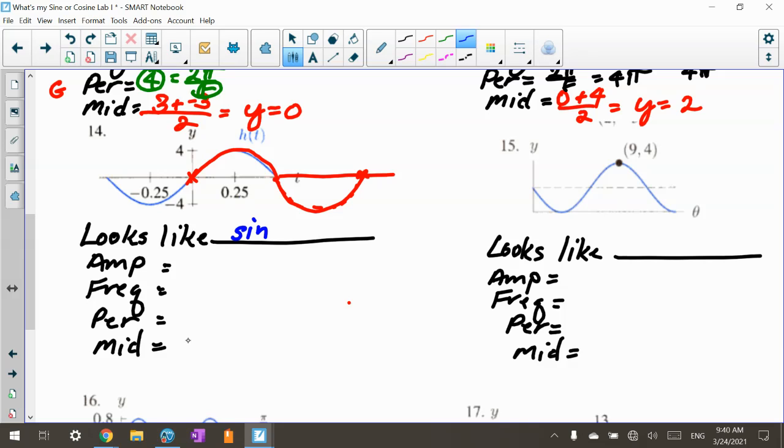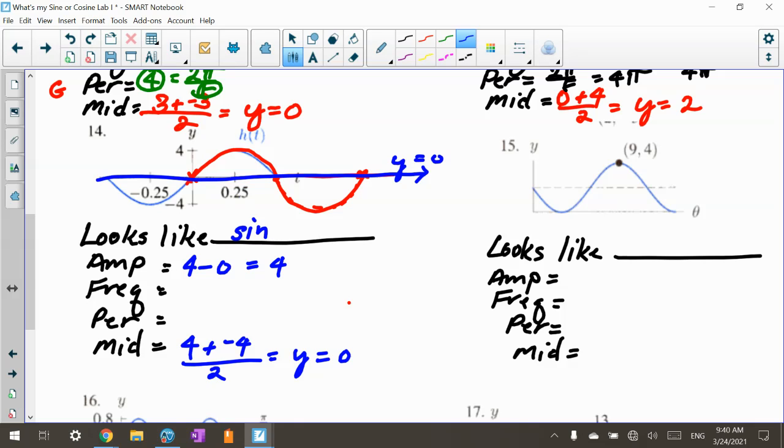My midline is high plus my low divided by 2. 0 divided by 2 is y equals 0, which is what this looks like. Y equals 0 is my midline. So I always put it there to make sure it looks right. My amplitude is high minus my midline, so that's 4.